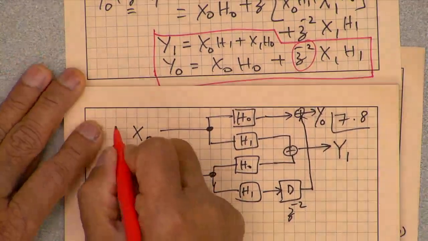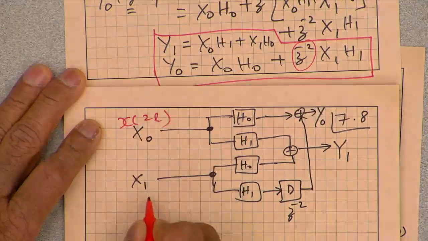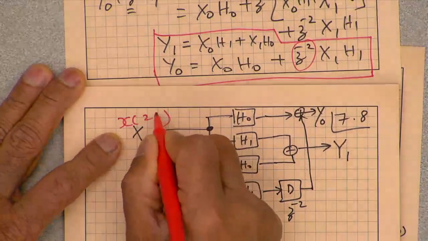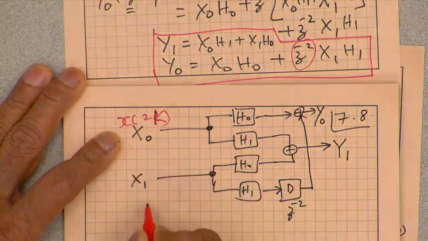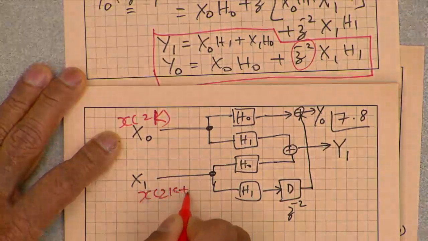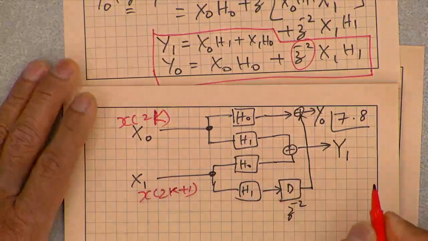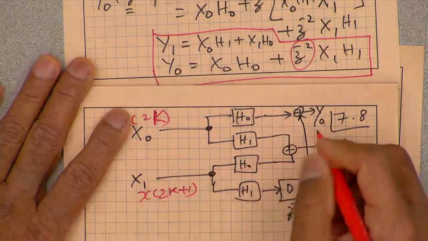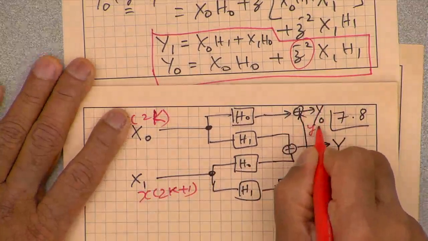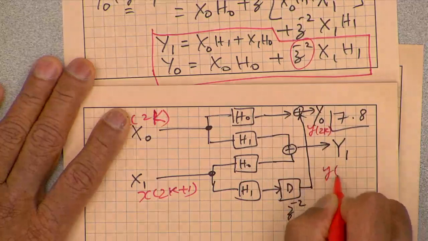So this is x2k, I think in the book I am using 2k, and this is 2k plus 1, some multiple of 2, which is odd. This is even samples, odd samples. This is even samples y2k, and odd samples y2k plus 1.